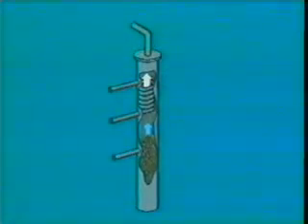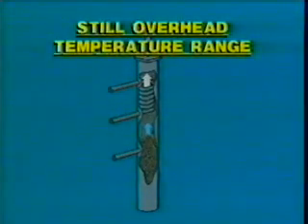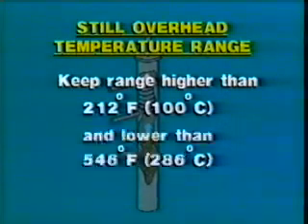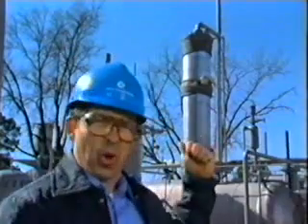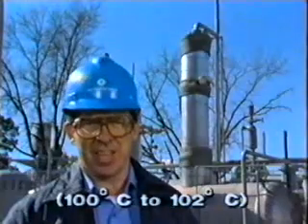Remember what the still column does. It removes water from rich glycol, and it recaptures glycol trying to leave with water vapor. The temperature range we want to set for the still overhead temperature is between where water boils and where glycol boils. It's easy, because water boils at 212 degrees Fahrenheit, and triethylene glycol boils at 546 degrees Fahrenheit. The recommended range for the still overhead temperature is 212 degrees to 215 degrees Fahrenheit at sea level.